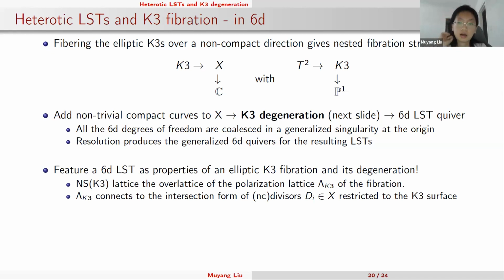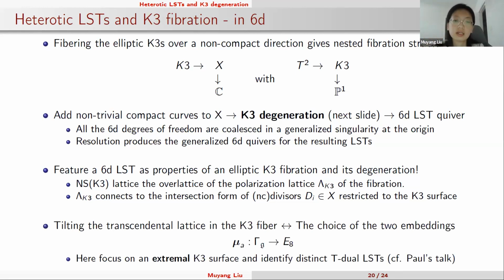So one can feature the properties of the 6D little string series using the information of the K3 fibration as well as its degeneration. Namely, once you move to the 6D Calabi-Yau threefold, the NS lattice of the K3 connects to the overlattice of the polarization lattice of the fibrations. Namely, it will connect to, sorry, it should be Lambda_S. I should use another notation apart from the K3 second homology group lattice. Namely, it connects to the intersection form of the non-compact divisors D_i in the Calabi-Yau threefold and then restricts to the K3 surface. That is how we naturally connect the information from the K3 to the overall Calabi-Yau threefold.